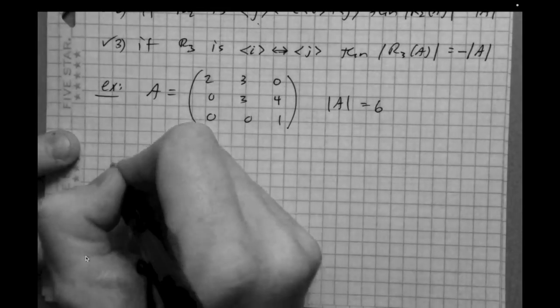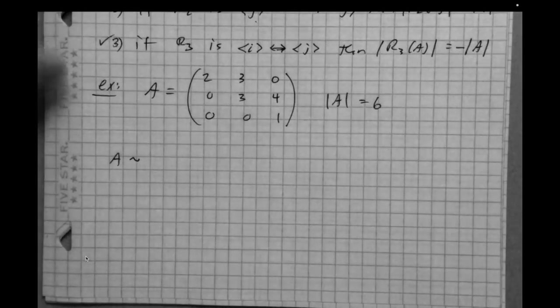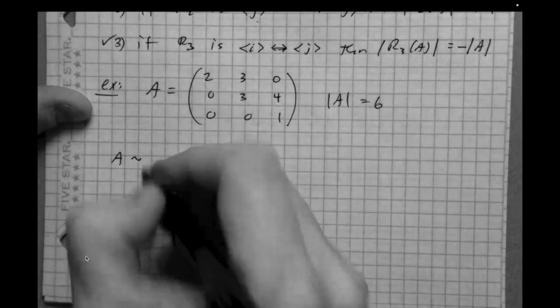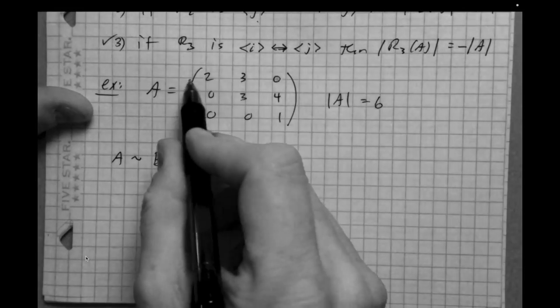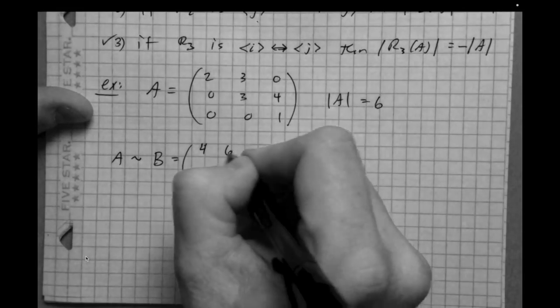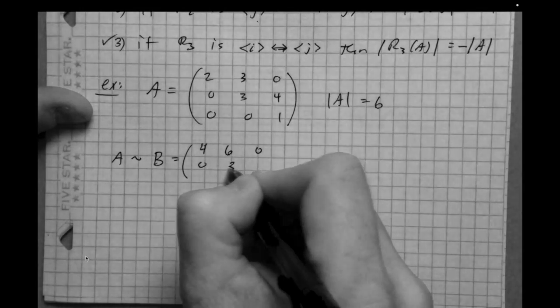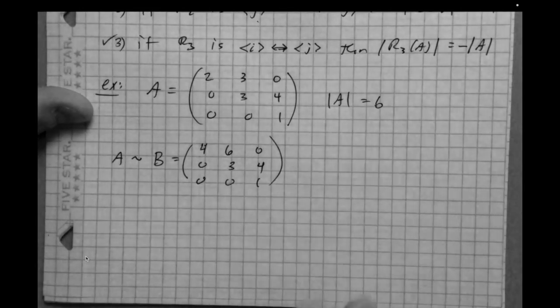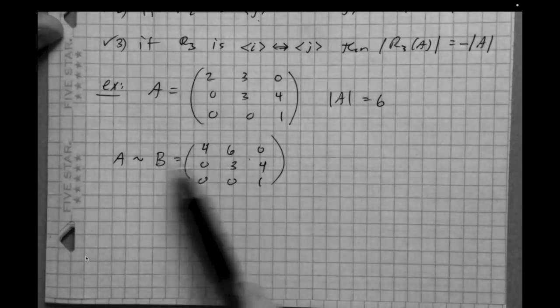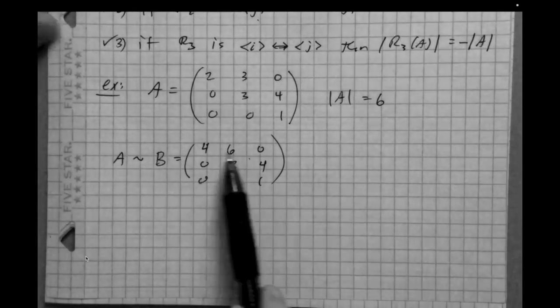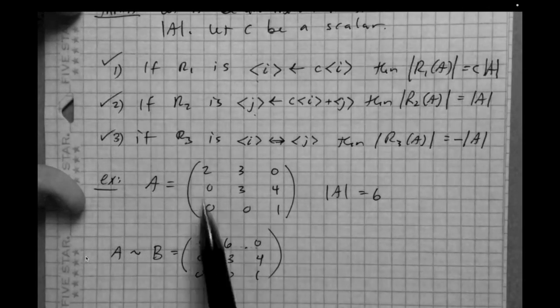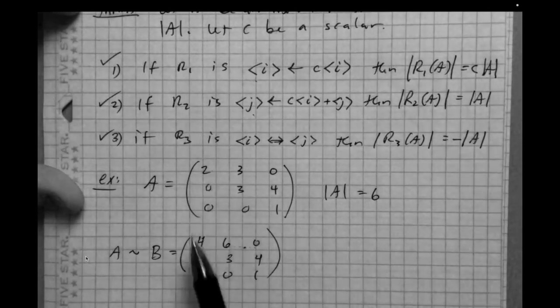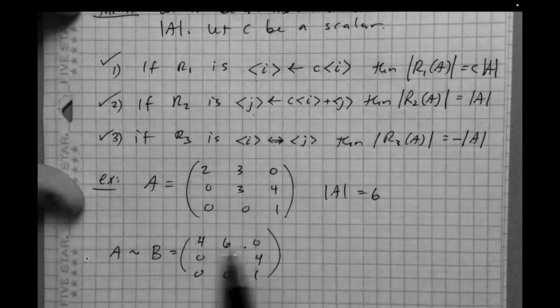Now, A is row equivalent to a matrix B, where B is equal to, instead of 2, 3, 0, let's multiply that by 2 and make it 4, 6, 0, and then 0, 3, 4, 0, 0, 1. So what have I done here? To transform A into B, I did a row operation 1, and c was equal to 2. So I multiplied row 1 by 2. 2 times 2 is 4, 2 times 3 is 6, 2 times 0 is 0.